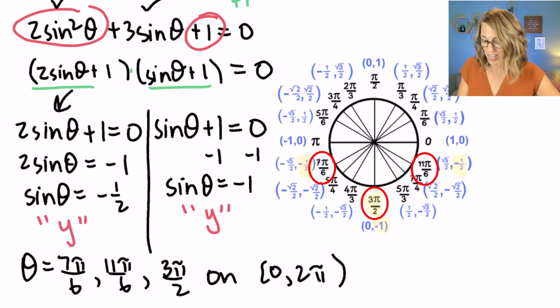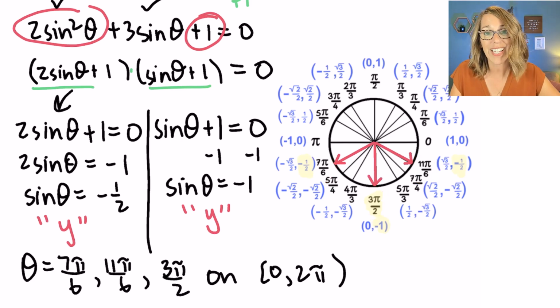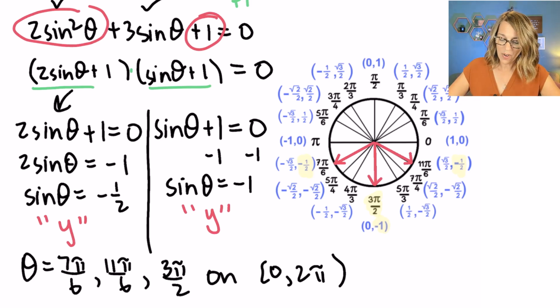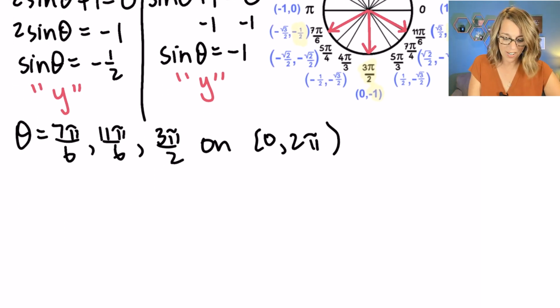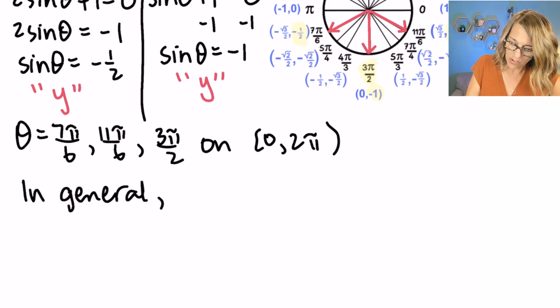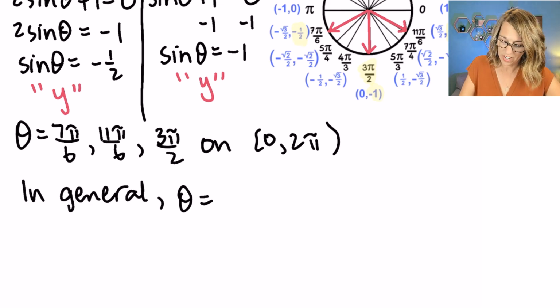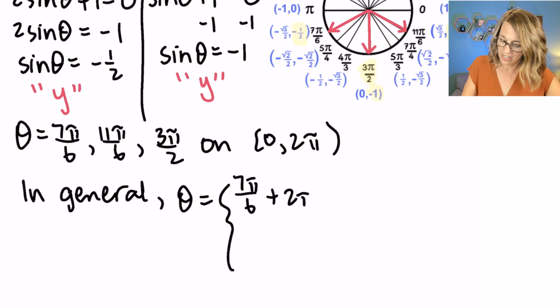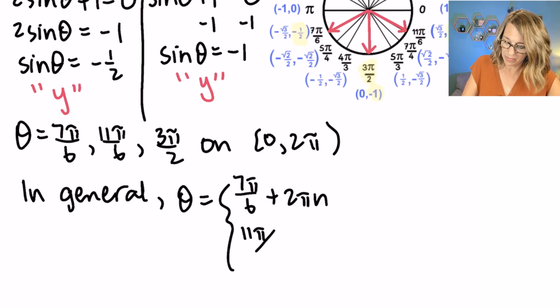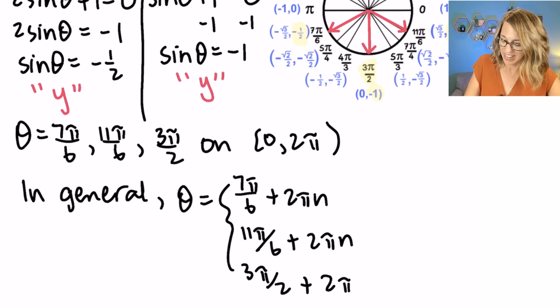I also want that general solution. I'm going to do a quick sketch to see if I've got any relationships. 7 pi sixths, I've got 11 pi sixths, and I've got 3 pi halves. I don't see any relationships between these three, so I'm going to go ahead and write this as a 3-part solution. So my general solution is going to be a 3-part solution, and that 3-part solution includes 7 pi sixths plus 2 pi n, and then 11 pi sixths plus 2 pi n. You could definitely write these in order. And then I had that 3 pi halves plus 2 pi n.